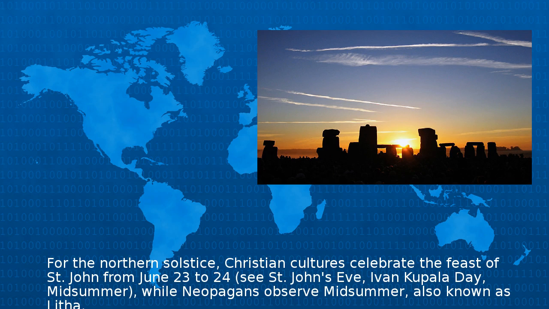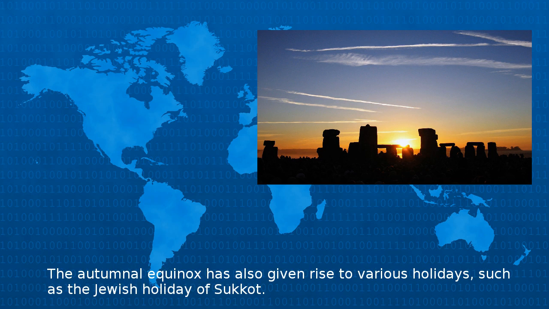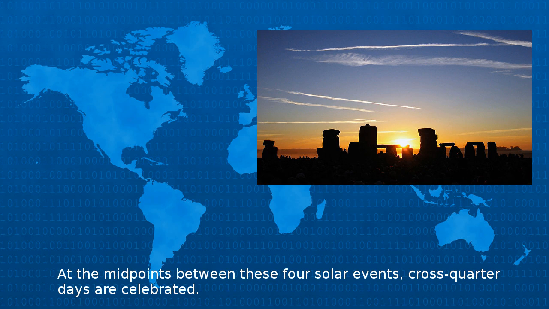For the northern solstice, Christian cultures celebrate the feast of Saint John from June 23 to 24, also called St. John's Eve, Ivan Kupala Day, or Midsummer, while Neopagans observe Midsummer, also known as Litha. For the vernal (spring) equinox, several springtime festivals are celebrated, such as the Persian Nowruz, the observance in Judaism of Passover and in most Christian churches of Easter. The autumnal equinox has also given rise to various holidays, such as the Jewish holiday of Sukkot.